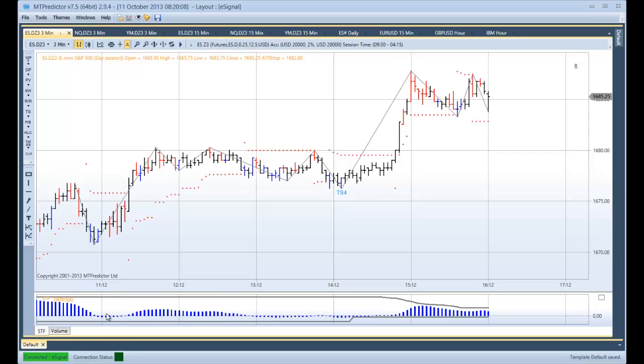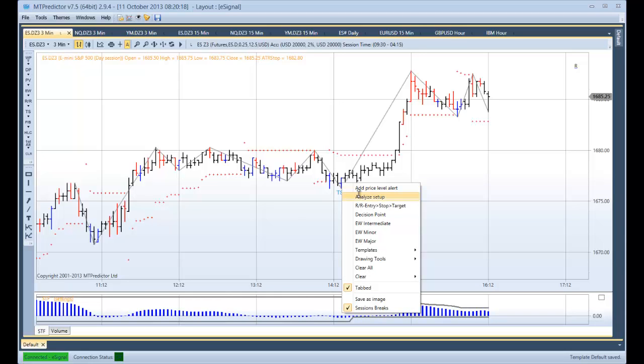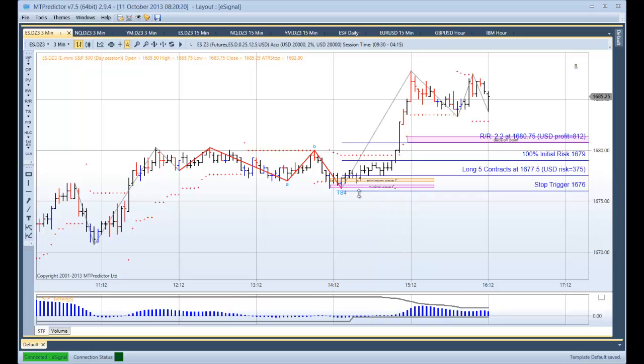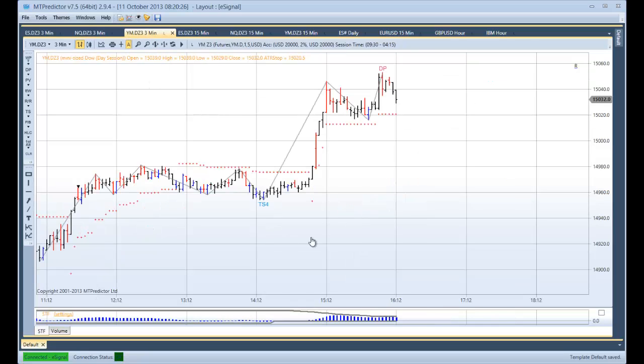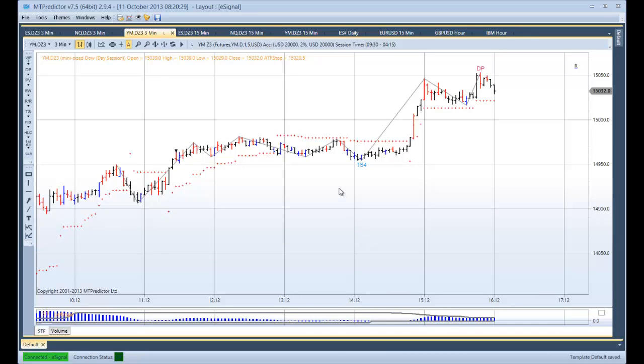You'll notice that on the 3-minute ES, which is what I'm looking at here, the STF was blue, therefore indicating the large degree trend was up. So this TS4 buy setup here was a standard MTPredictor trade setup. It had the same kind of setup on the NQ, and also on the YM. So all three US E-minis gave lovely buy setups just before that strong rally.